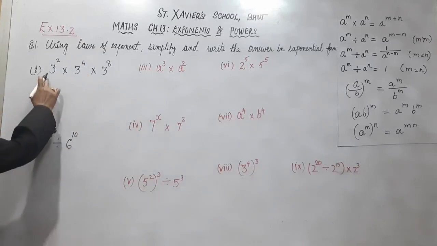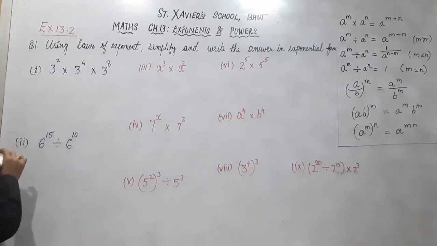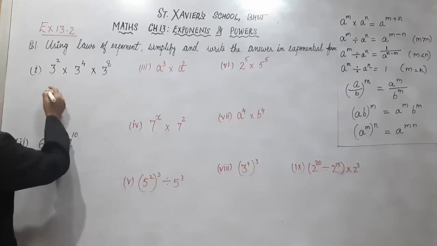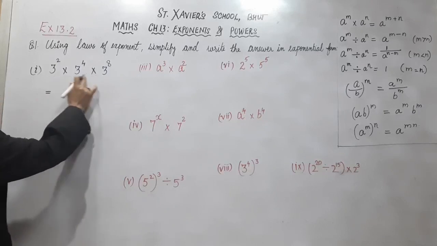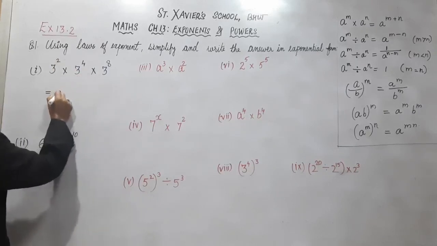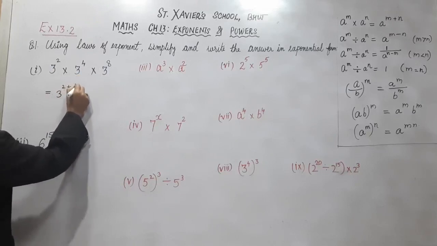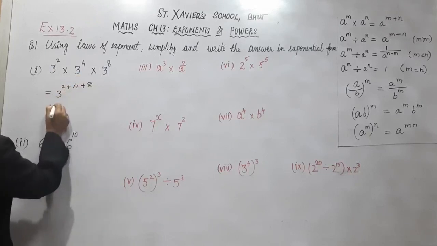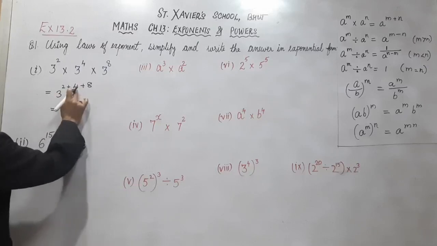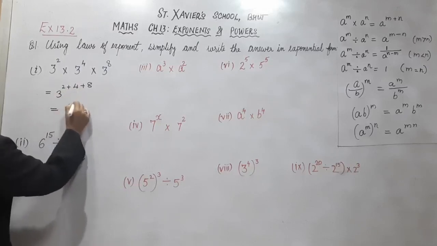First question is 3 square into 3 raised to 4 into 3 raised to 8. Here all the three terms are same. Base is same. Power we have to add. 3 raised to 2 plus 4 plus 8. That is equal to 8 plus 2, 10, 10 plus 4, 14. 3 raised to 14.